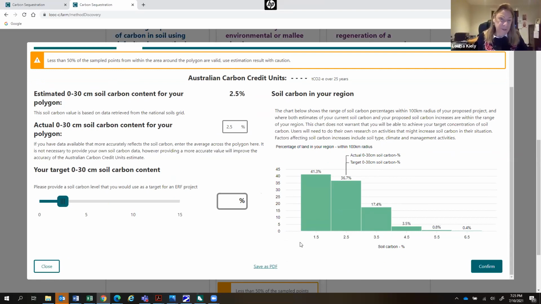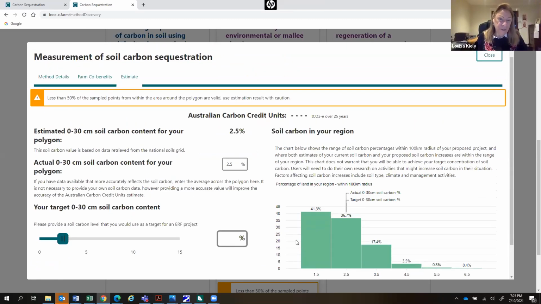Less than 50% of the sample points from within the area around the polygon are valid. Use this estimation result with caution. Yeah, so it's just saying it hasn't got a lot of information, or it doesn't feel that there's sufficient points on which to take it. I'm not sure about that.